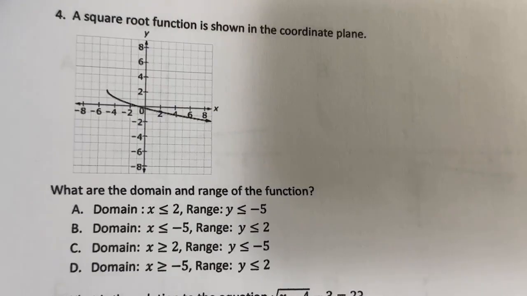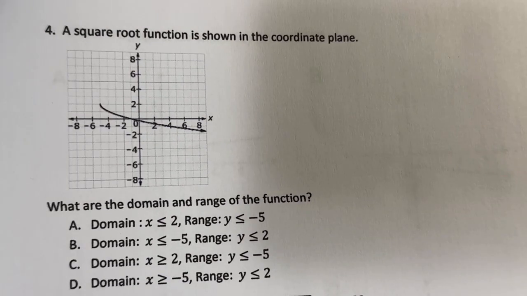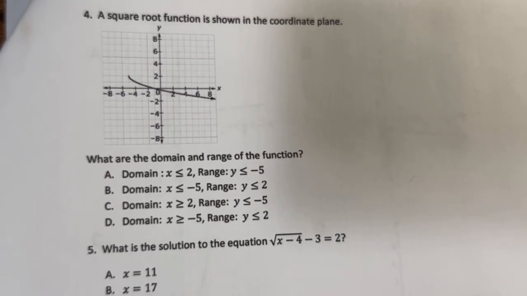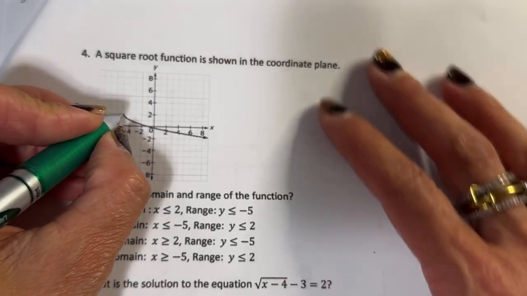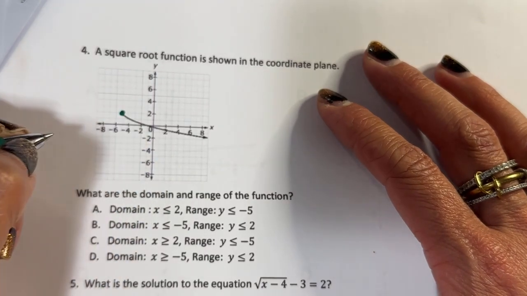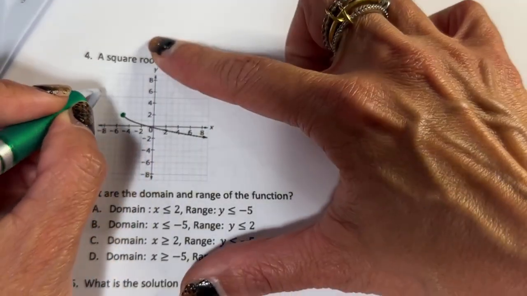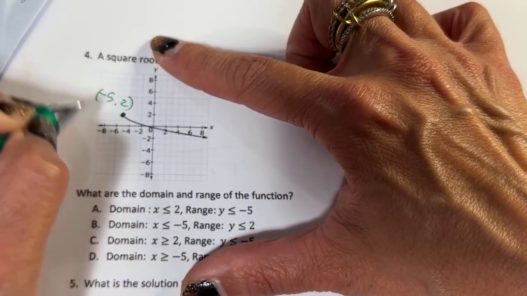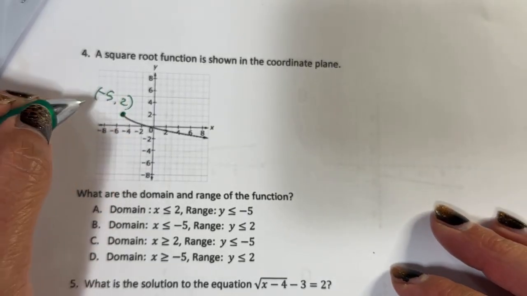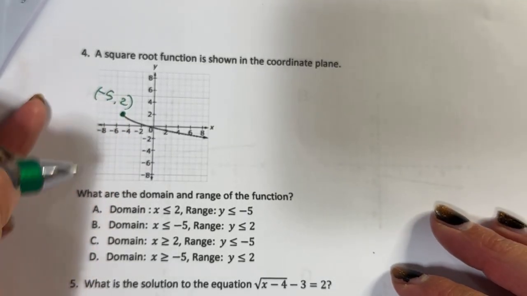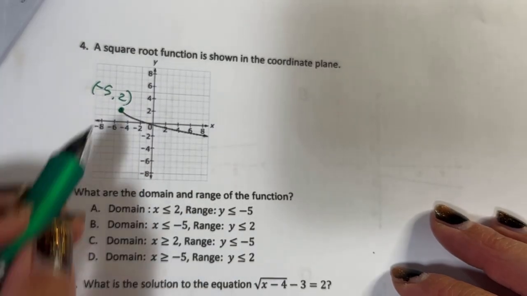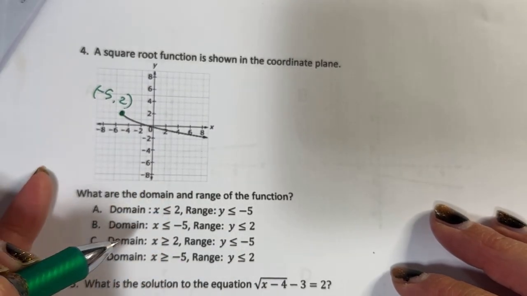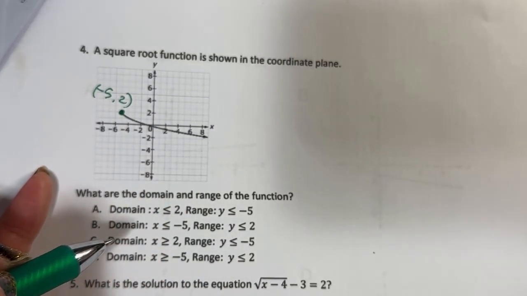All right, so it says in number 4, a square root function is shown in the coordinate plane. So it says, what are the domain and the range of the function? So remember, everything goes off of that critical point right there. And that critical point is at -5, 2. So everything's going to be based off of this x value and this y value. And remember, the arrow goes to infinity. Okay, but an end point, this is where it stops. Okay, that's why that's a critical point.